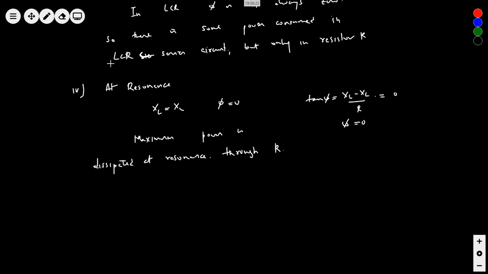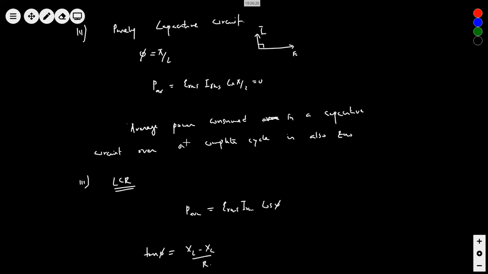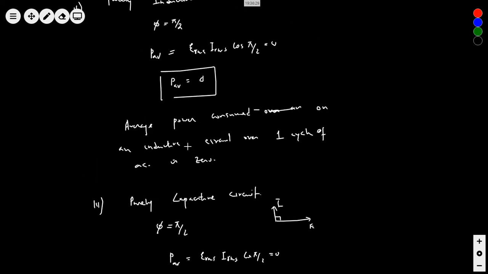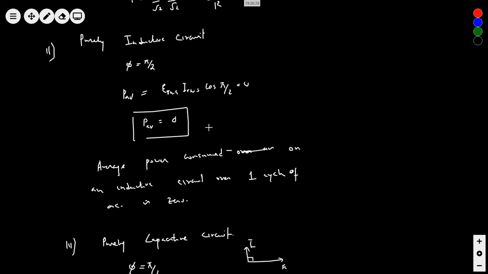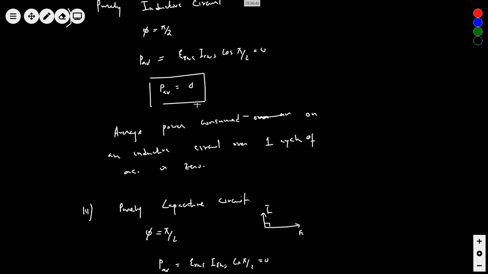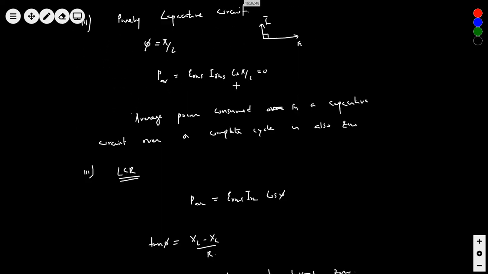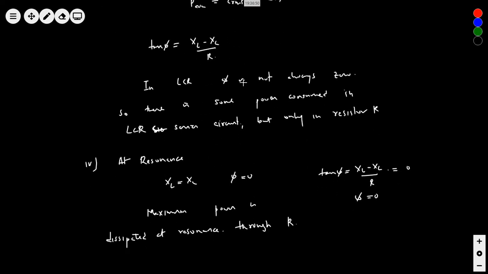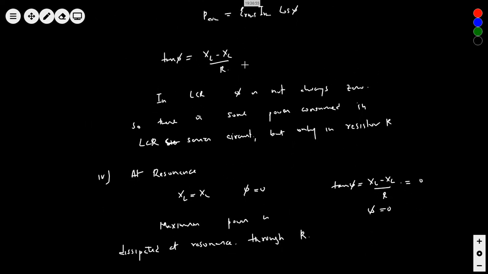So this is the power of an AC circuit. You can see what to highlight here: the average power consumed in an inductive circuit over a cycle is 0. I am going to explain this once again, although this is the easiest way to explain it. There is another way to explain this too. So you can see it is 0.